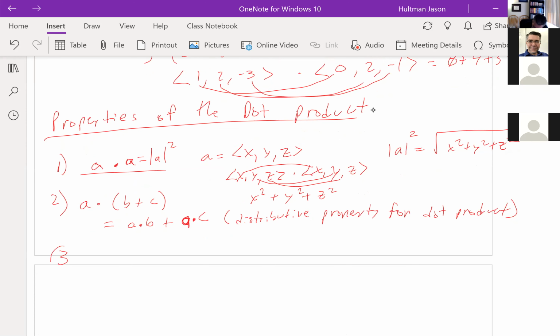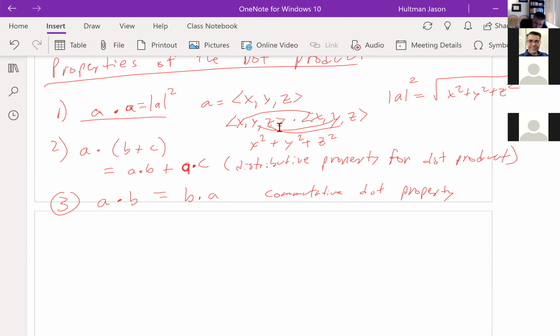Okay, what about number 3? Number 3, A dot B is equal to B dot A. It just means that multiplication is commutative, and so is the dot product. And so you can dot in any order, and it retains the same. So this is the commutative dot property. You can dot in any order because multiplication and addition are the only operations here, and you can multiply and add in any order.